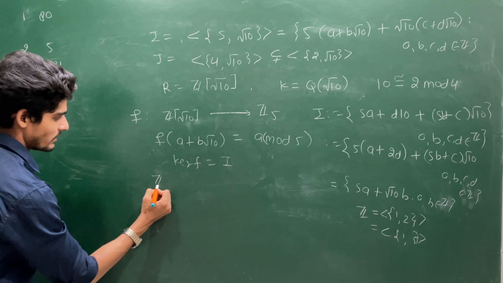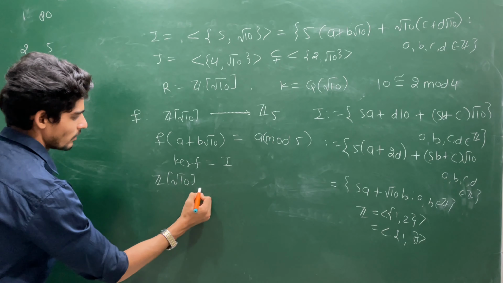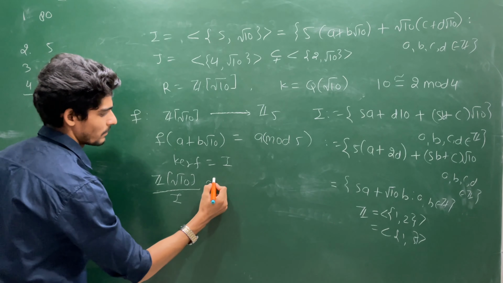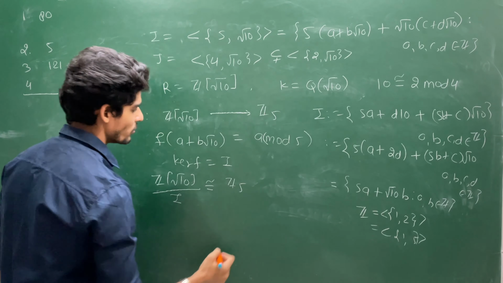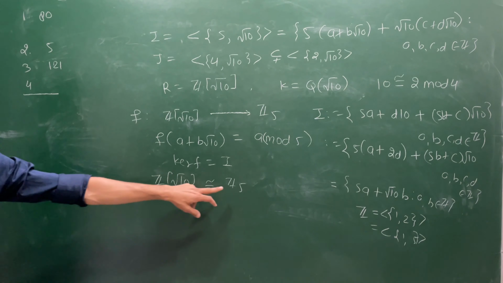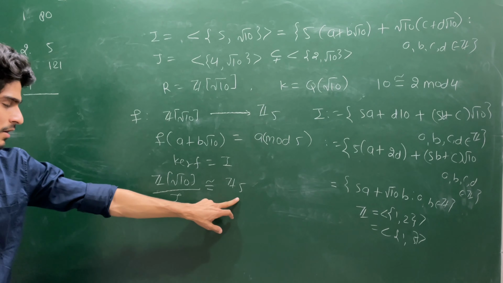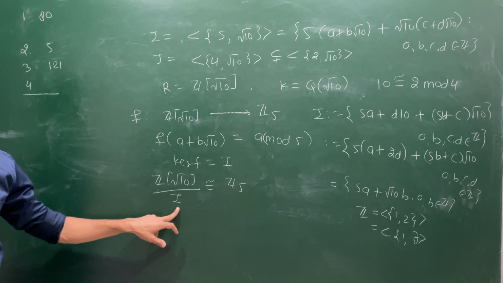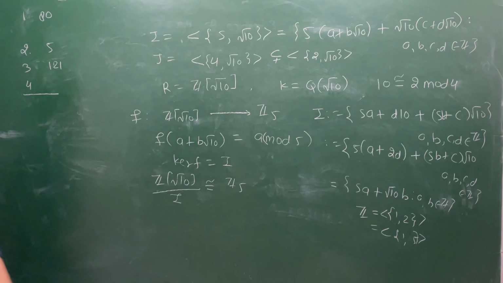So you can write this z square root of 10, because this is an onto ring homomorphism. So this is isomorphic to a field, because z5 is a field. So this I has to be a maximal ideal. So this I is maximal, J is not a maximal ideal.